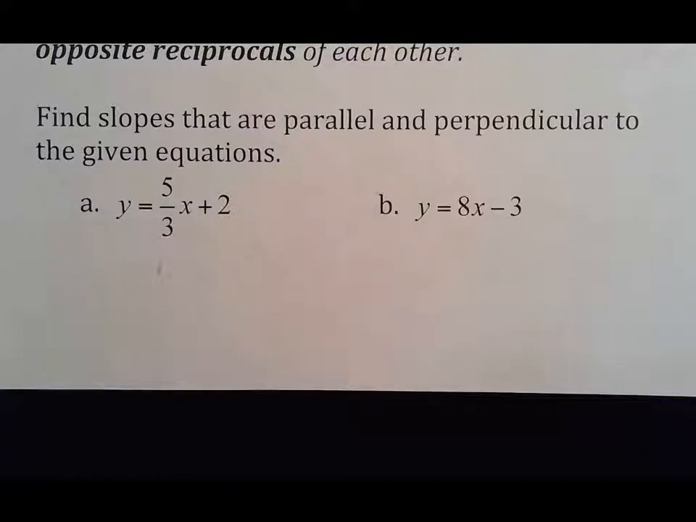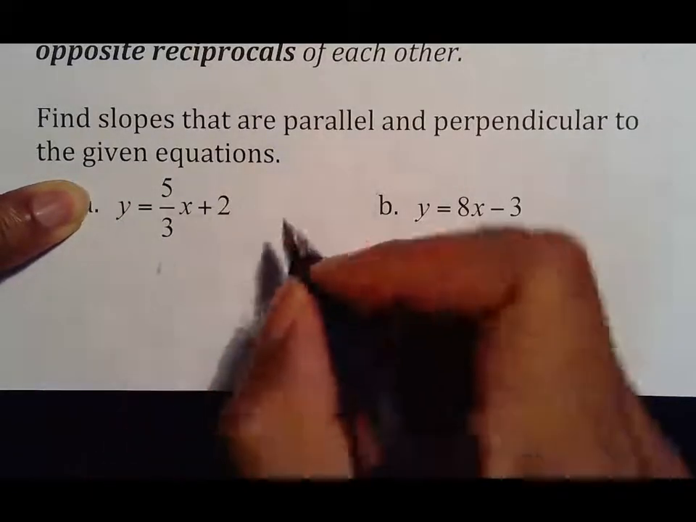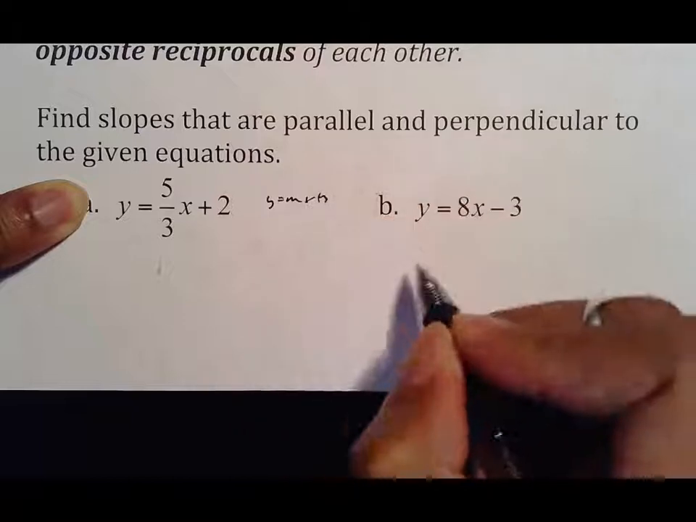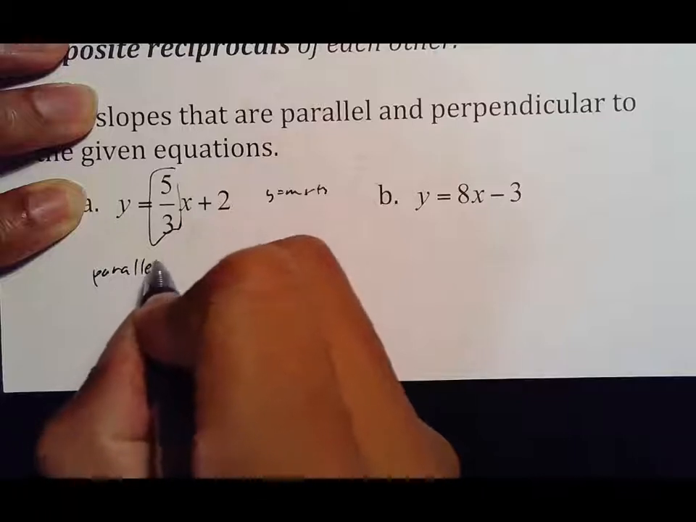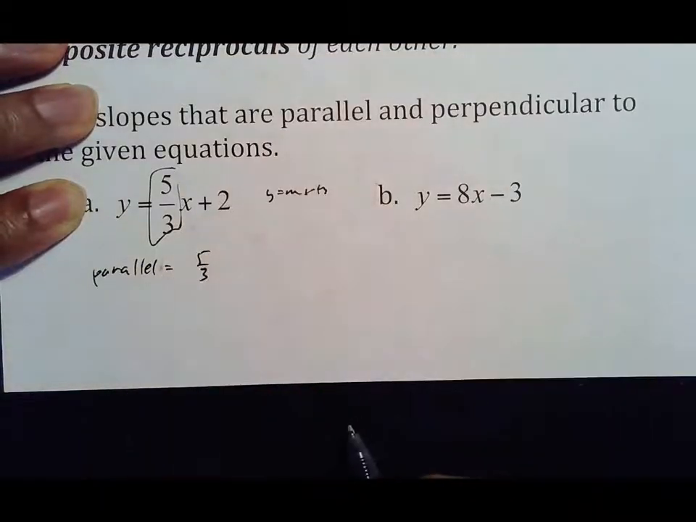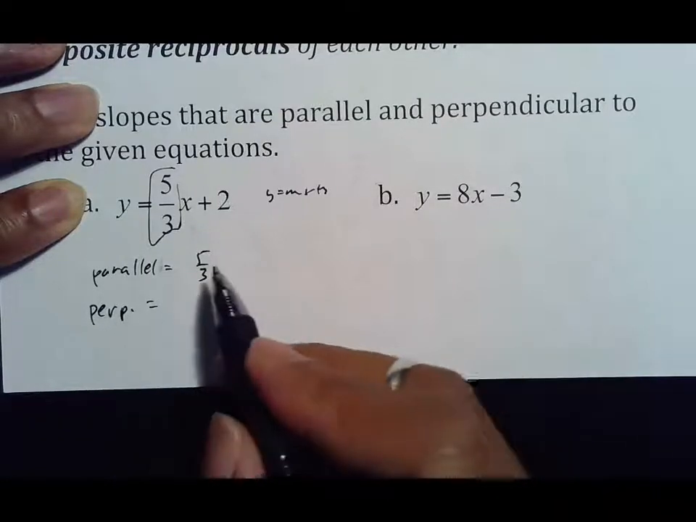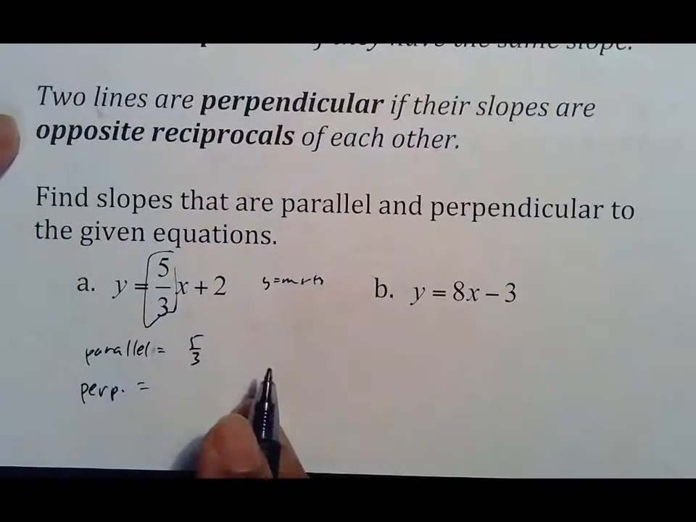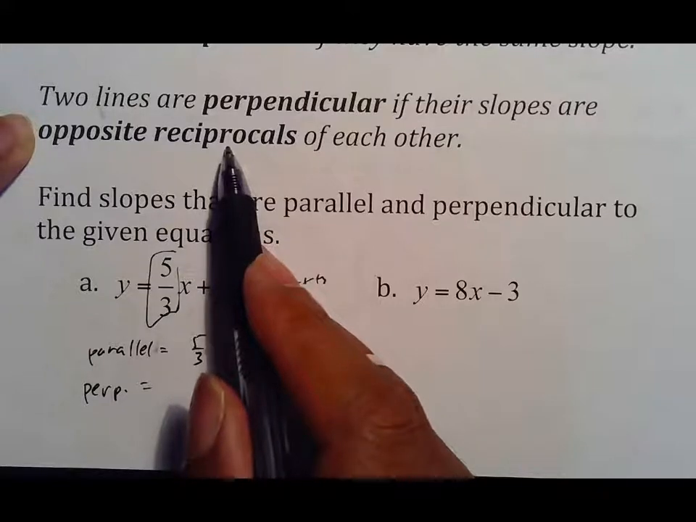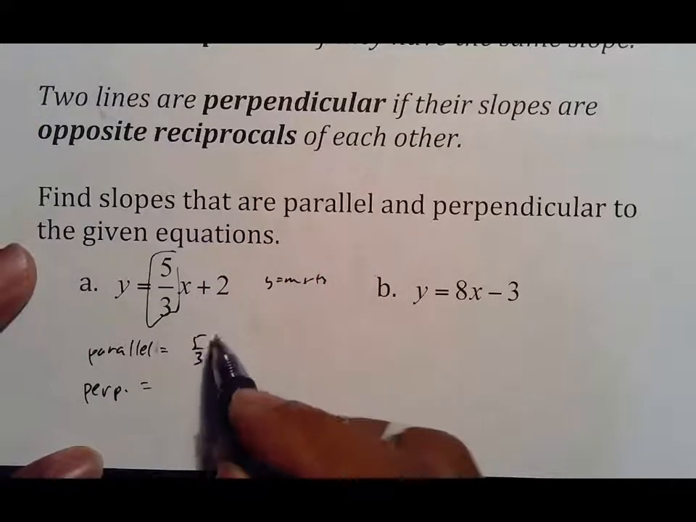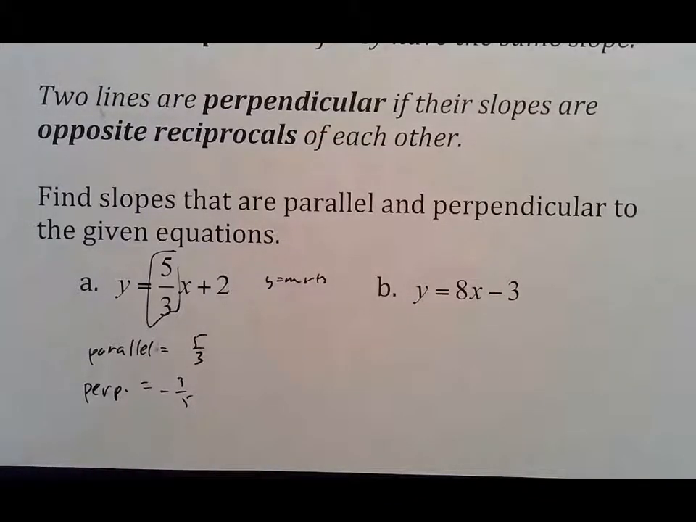Find slopes that are parallel and perpendicular to the given situations. So in this question, we see that y is alone. We remember that y equals mx plus b is slope-intercept form, which means that the slope here is 5/3. That means the parallel slope is 5/3 because it's going to be the same. The perpendicular slope is going to be taking 5/3, and opposite reciprocals is two words. It is switch it and flip it, however you want to do that. I usually say flip and switch. So take the 5/3, flip it over, and switch the sign. That is your perpendicular slope, negative 3/5.